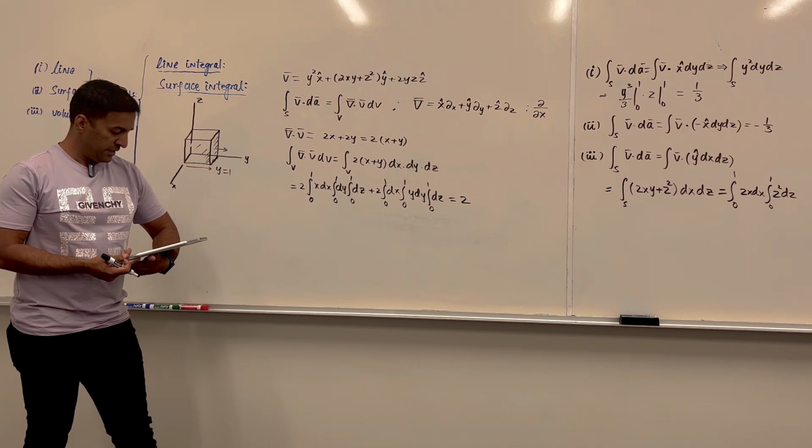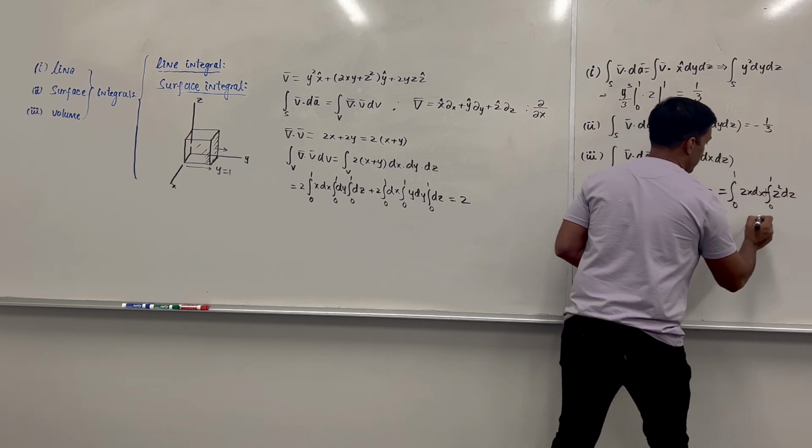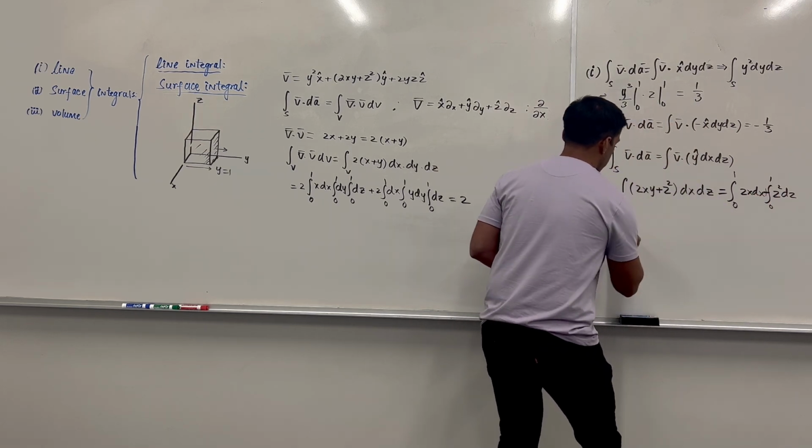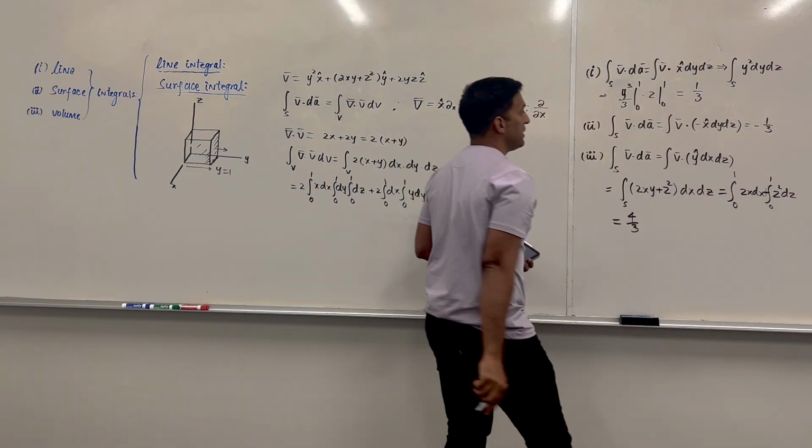Will it be 1 by 3? It will be 1 by 3 plus 1, so it will be 4 by 3 actually. We have a plus sign here which I missed.